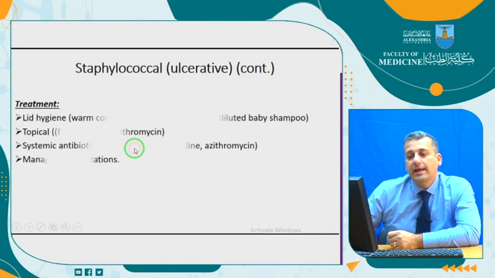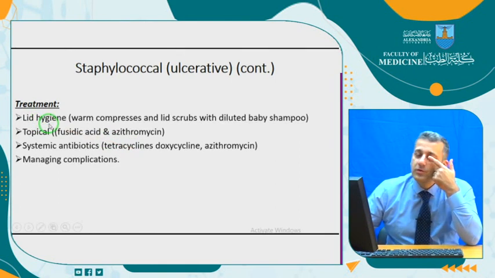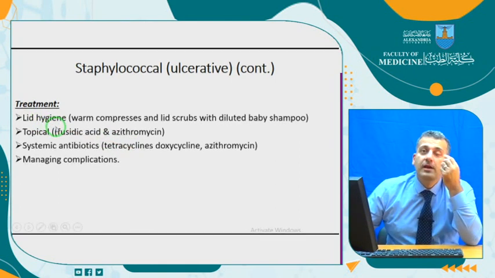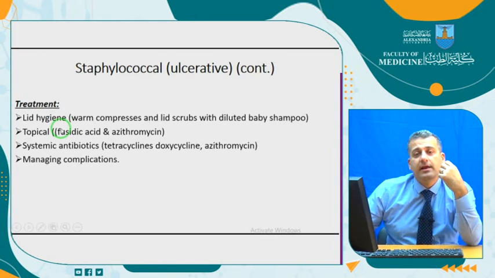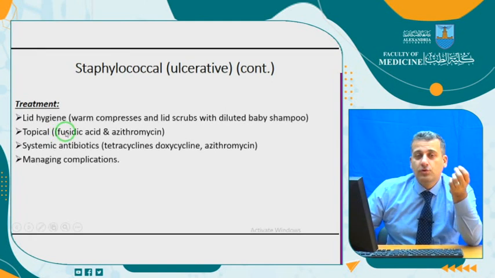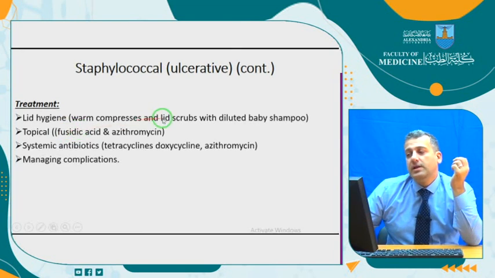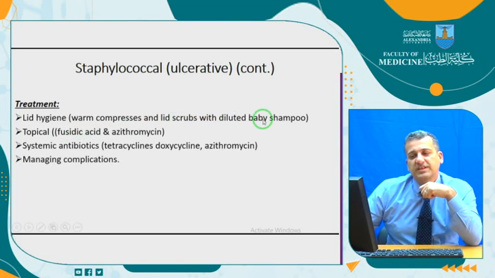How do we treat it? Lid hygiene once more. We can use warm compresses. Warmth leads to more blood flow to the lid and helps to resolve any inflammation, by this fresh blood carrying nutrients, antibiotics, and anti-inflammatory factors to the inflamed area. And keep the lids dry, as we said before, so as not to induce more inflammation and spread of infection. You can also use lid scrubs with diluted baby shampoo. This is called lid hygiene.